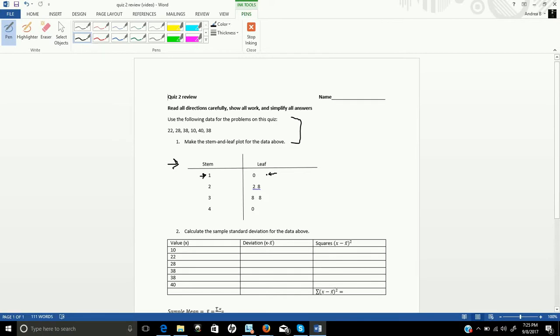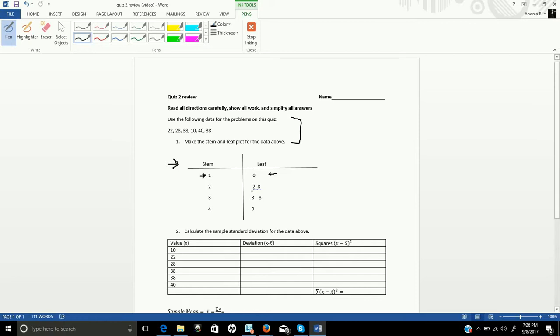So like for the 22, we have 2 in the stem and then a 2 in the leaf to represent 22. For 28, we have the 2 in the stem and then the 8 in the leaf column for the 28. And make sure to list everything out. If we have 38, we'd have the 8 listed twice there because we have 2 38s there listed. And then the 40, we'd have a 4 and then a 0.